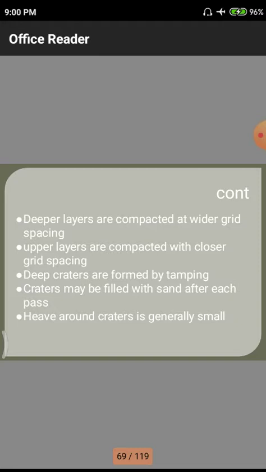But we have to do some sort of testing in the laboratory. In the laboratory, we need to give some amount of loadings.